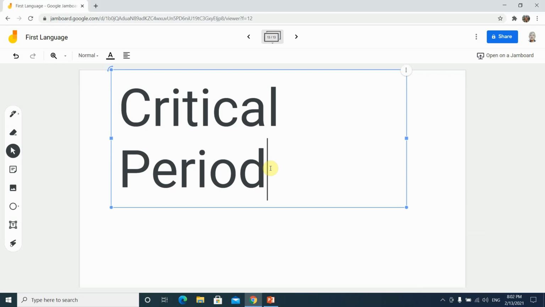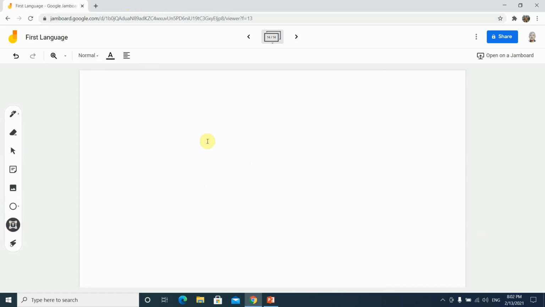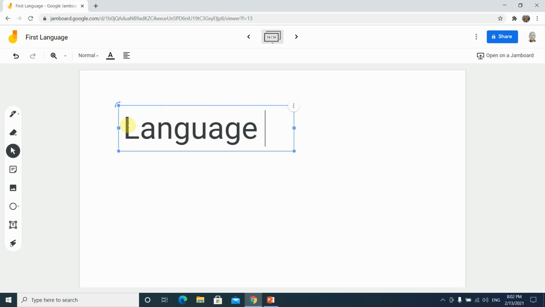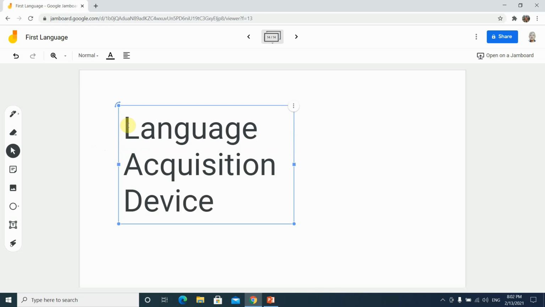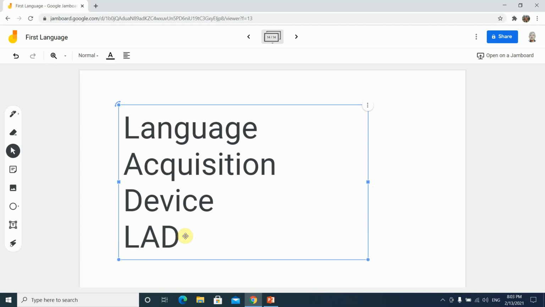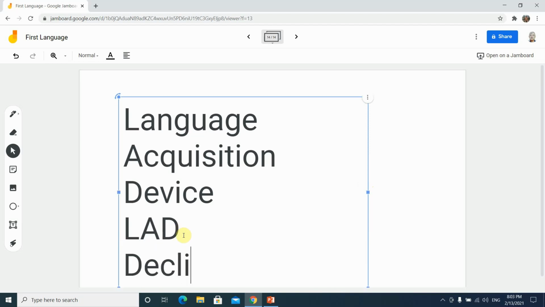Let me say it in a different way. It is believed that each one of us is born with what is called the language acquisition device. Each one of us is born, B-O-R-N, with what is called the language acquisition device. يختصروها LAD. This device declines, تضمحل يعني, after the age of 12 تقريبا. It declines after the age of 12.